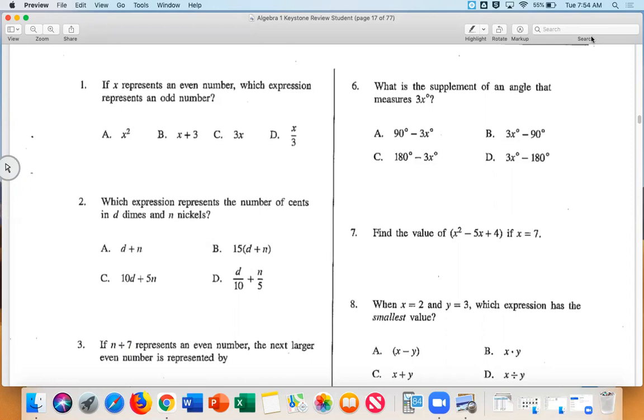So first thing is this, complementary means 2 angles that add up to 90, okay? Supplementary means 2 angles that add up to 180. Okay, now the way I remember it is this: C comes before S, 90 comes before 180. It's dumb, but it kind of works.